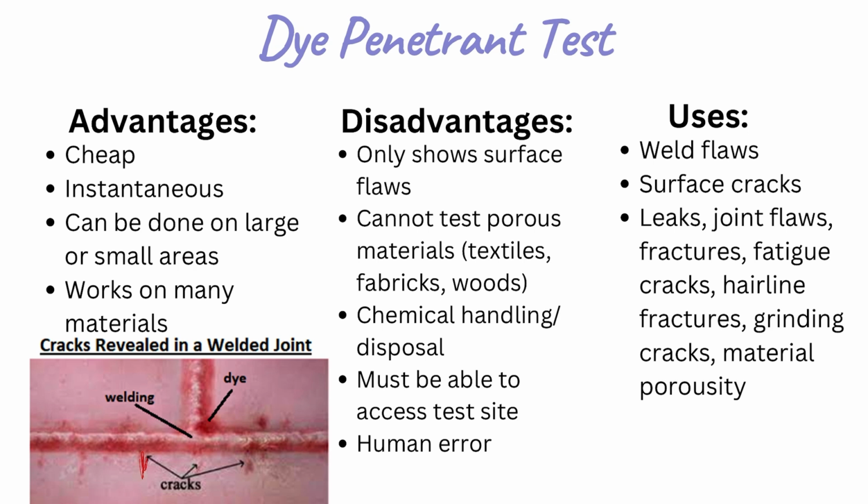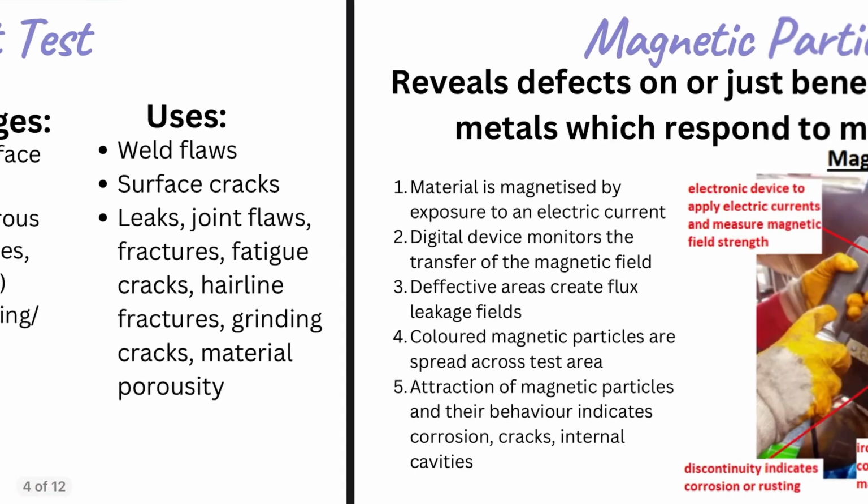You can use it to detect surface cracks, leaks in a material, so if something has leaked out and hasn't set properly, joint flaws, fractures, fatigue cracks, so cracks that have appeared over time on the surface line, hairline fractures, really small cracks that are on the surface, grinding cracks, and material porosity. So if you want to test how porous a material is, you can put it on and it'll essentially show up how big the pores are.